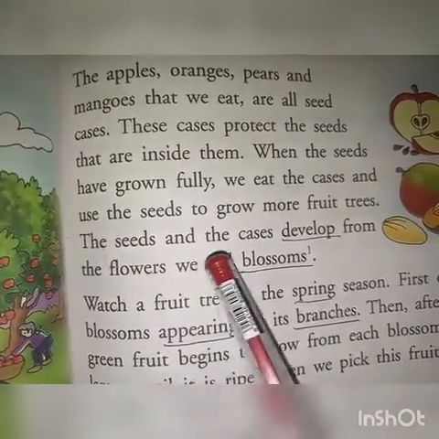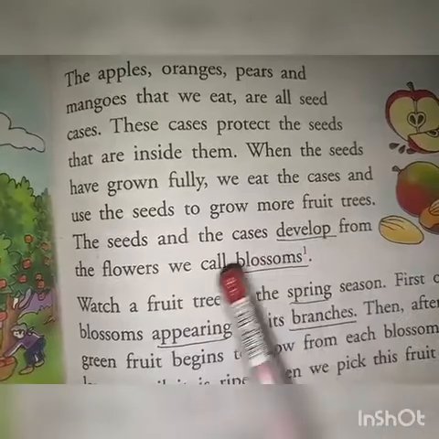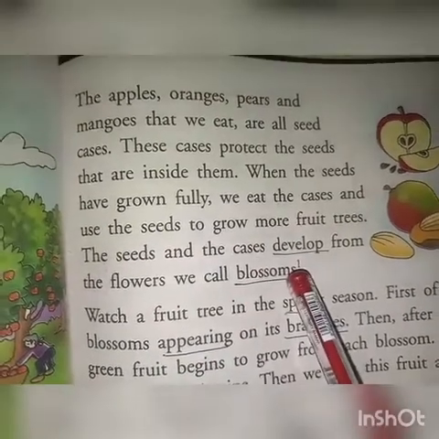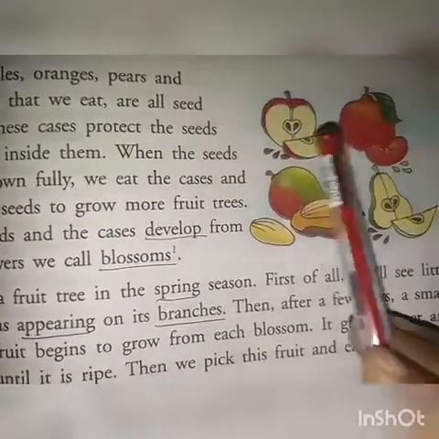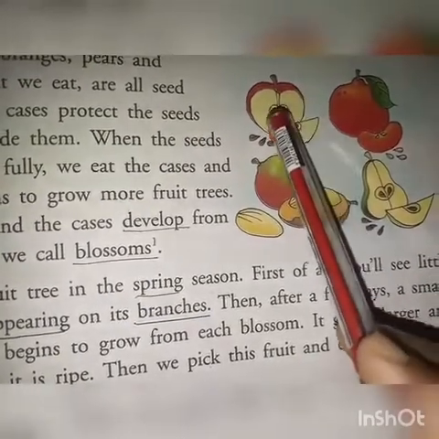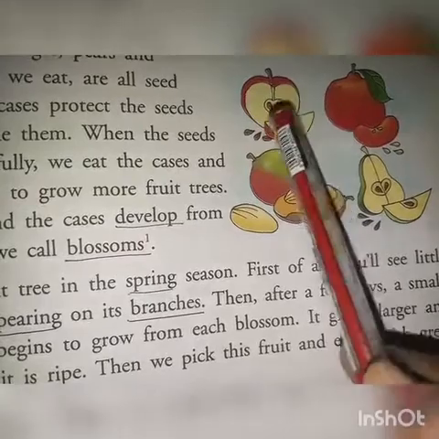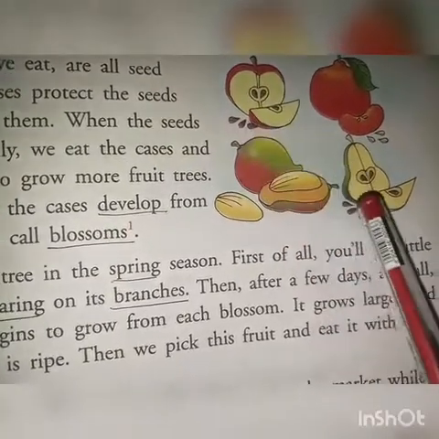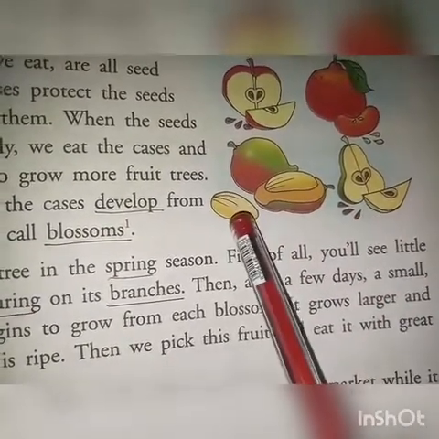The seeds and the cases develop from the flowers that are called the blossoms. Now you can see here the pictures of some fruits. This is your whole apple and this is your apple cut, where you can see in the center some seeds are there. So these are the seeds of apple, these are the seeds of pear, and this is the mango seed.